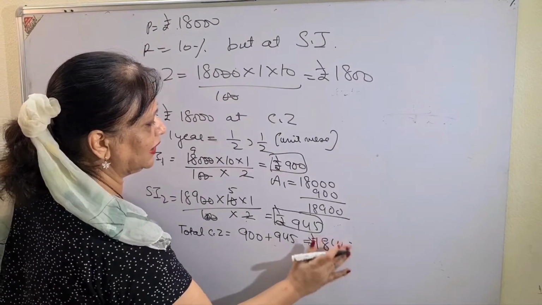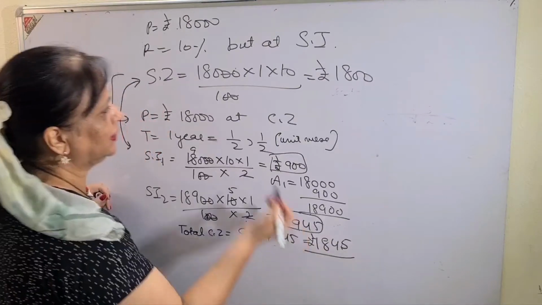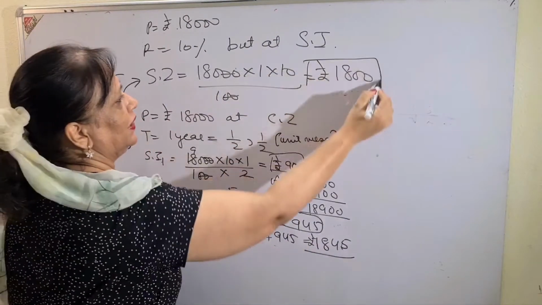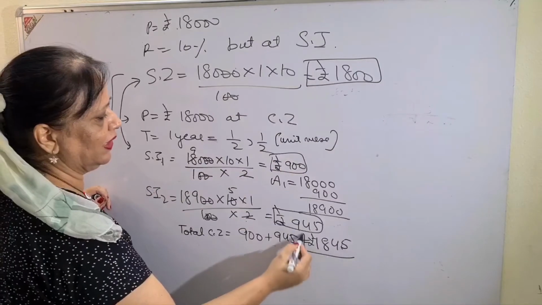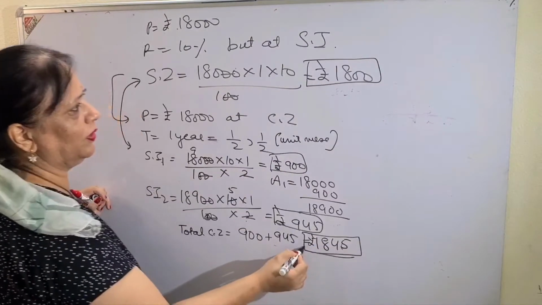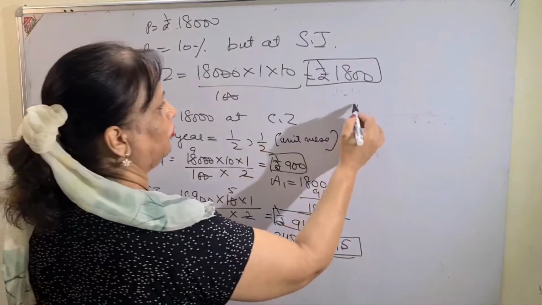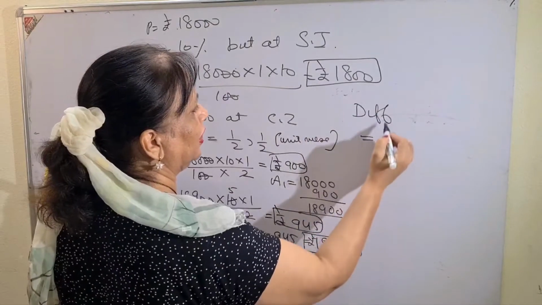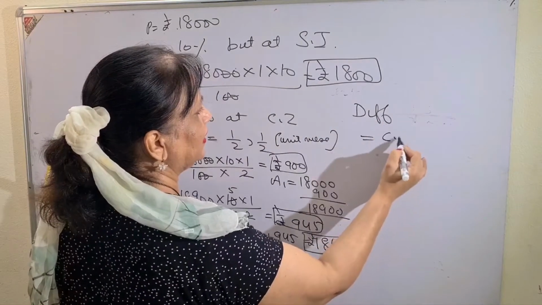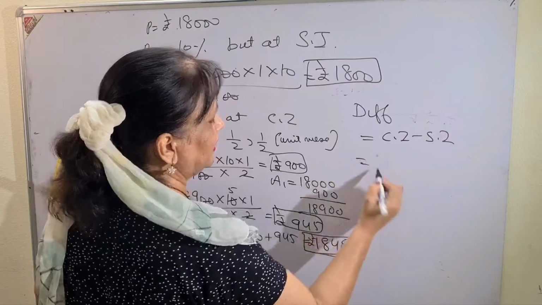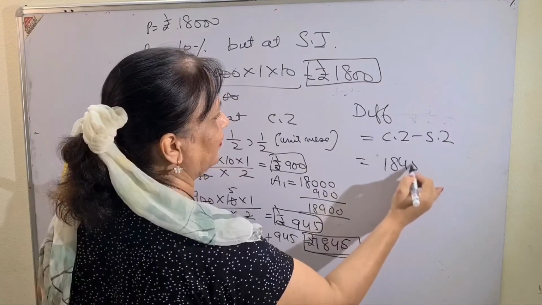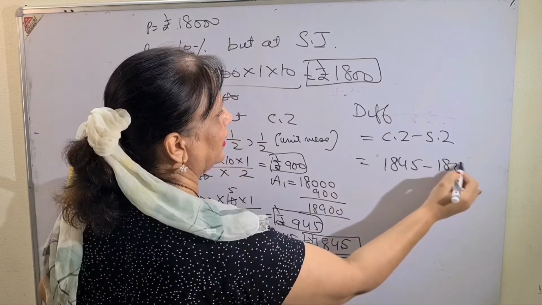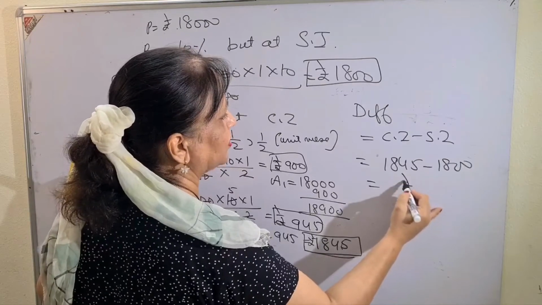Now he says, just tell me how much he has gained. Very simple. When it was simple interest, he got 1800, but when it was compound interest, he got 1845. So what was the difference between the two? Simple interest 1800, CI minus SI. CI is 1845 minus 1800. So you are left with rupees 45.